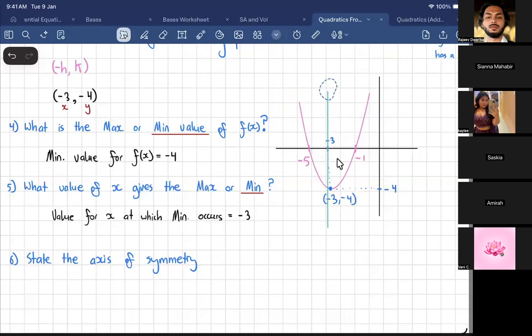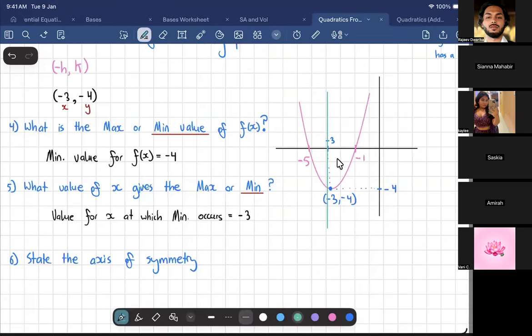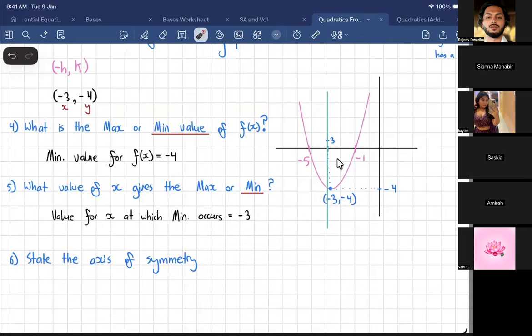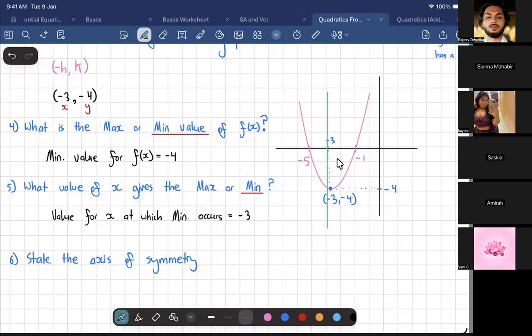When we say axis of symmetry, we're talking about an equation. So Amira, that line passes through which axis? The x-axis or the y-axis? So this green line over here passes through the x-axis. At what value? -3. So this is the answer: x is equal to -3, because that line is passing through the x-axis at -3.